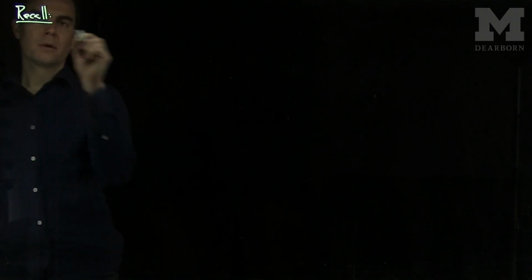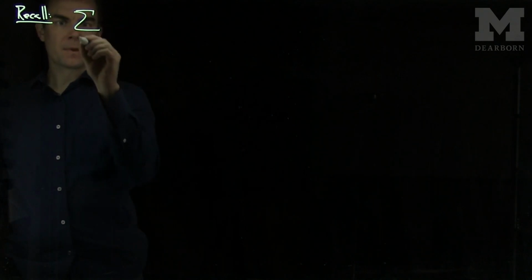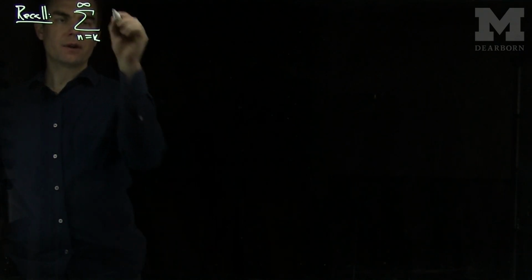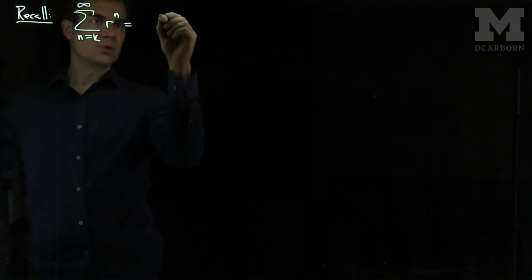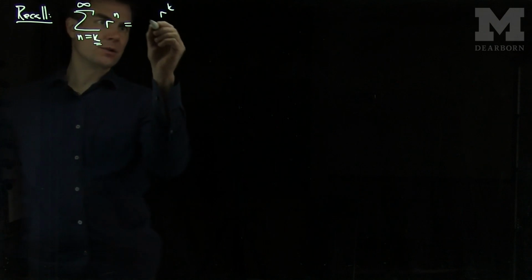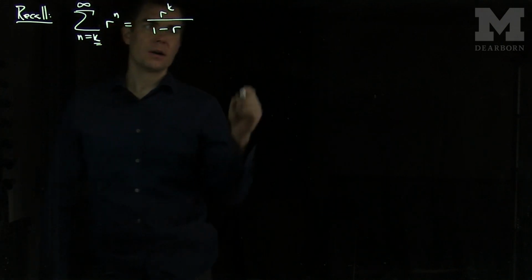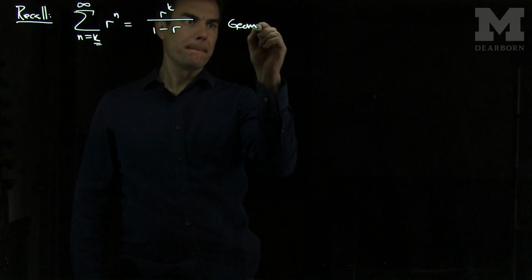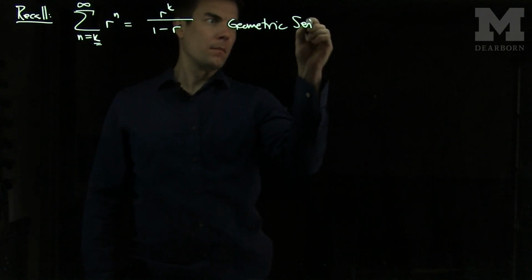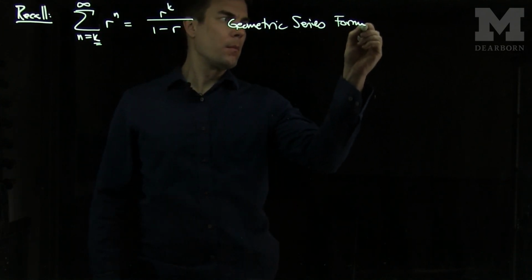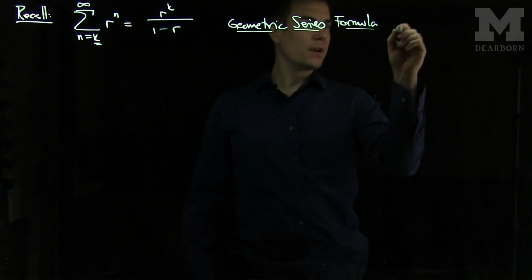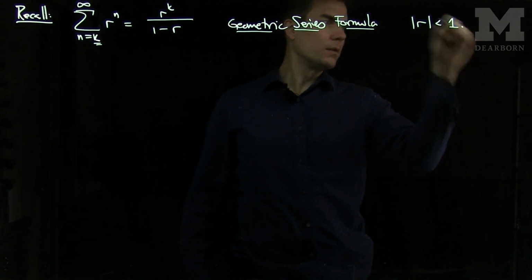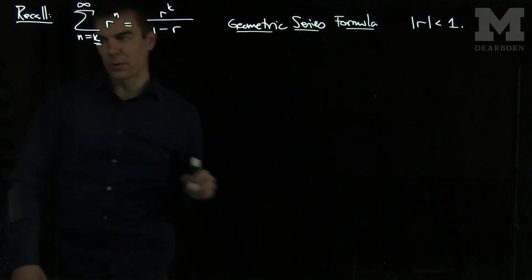Let's recall that if we look at the sum, n goes from k to infinity of r to the n, what this will be is r to the k, where the index starts, over 1 minus r. This is the geometric series formula. And the geometric series formula is valid as long as the absolute value of r is less than 1. So let's see some examples of using this formula.